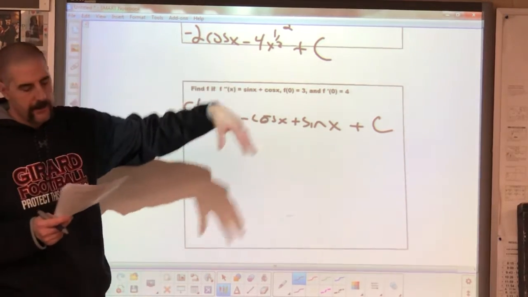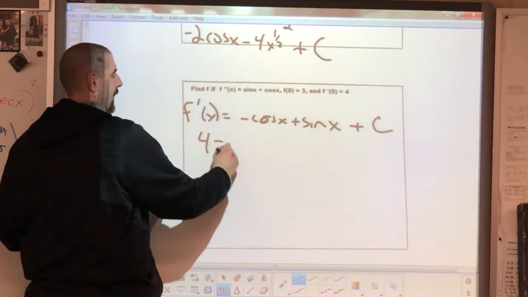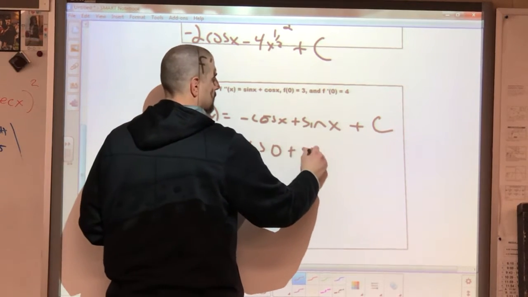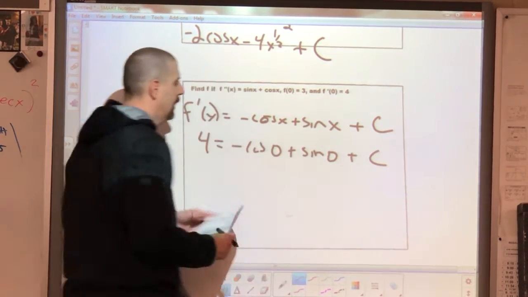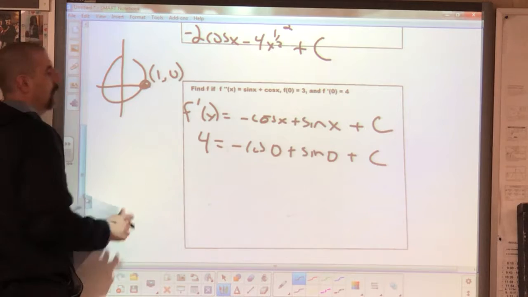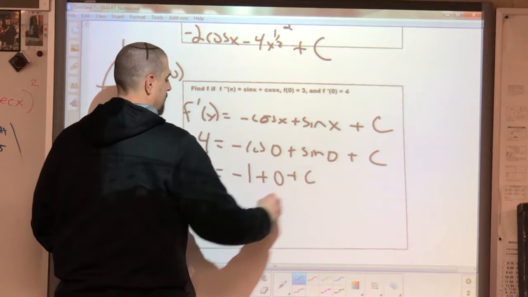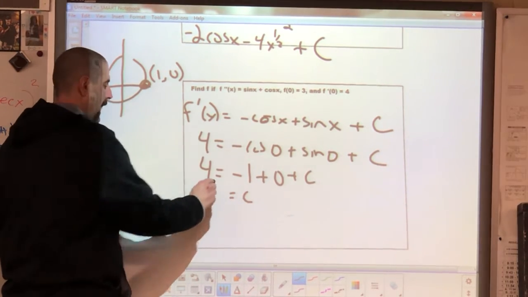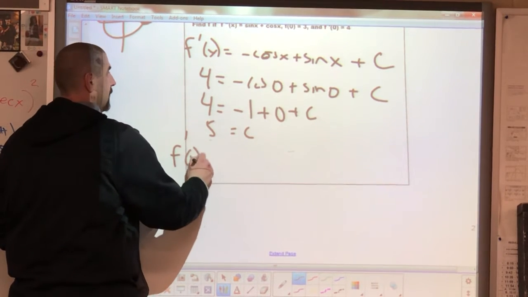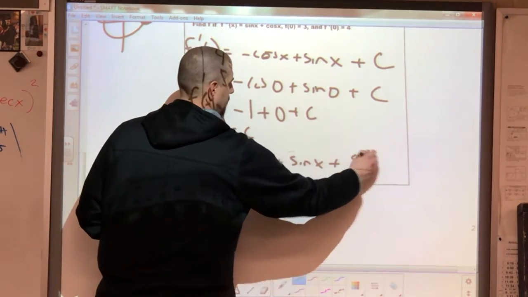Why? Because we're going to take the antiderivative again. So to find c, we need f prime. f prime of 0 is 4. So that's 4 equals minus cosine of 0 plus sine of 0 plus c. Cosine of 0, again, on the unit circle, that point is 1, 0. So it's going to be 4 equals negative 1 plus 0 plus c. So c is 5. Okay? So now we have f prime equal to negative cosine x plus sine x plus 5.